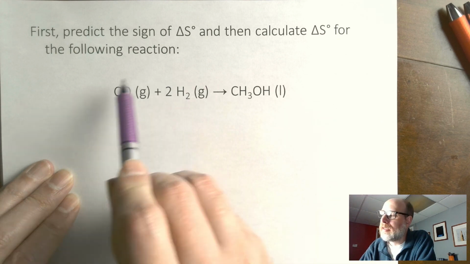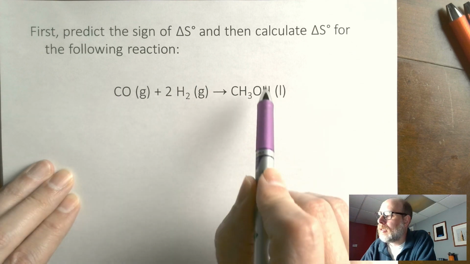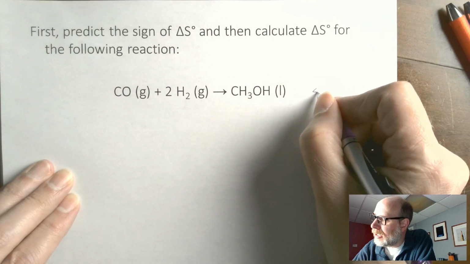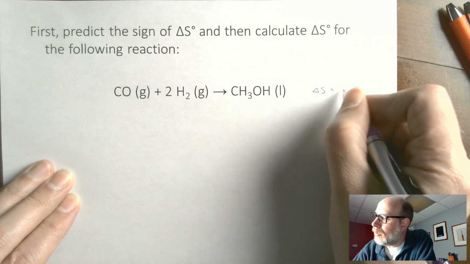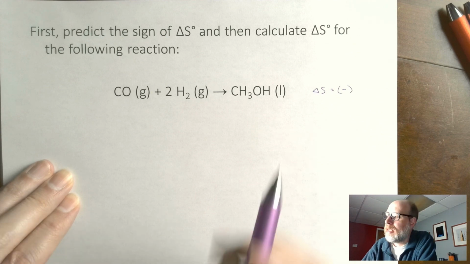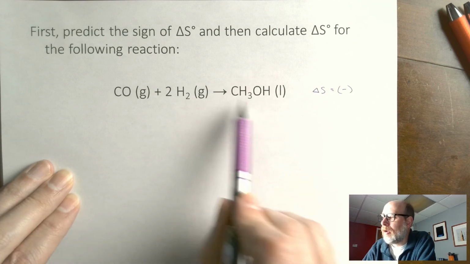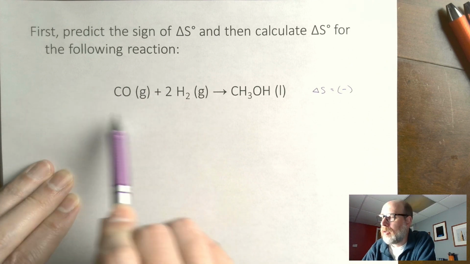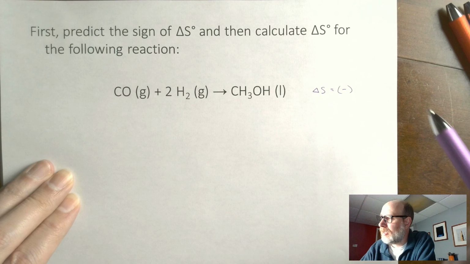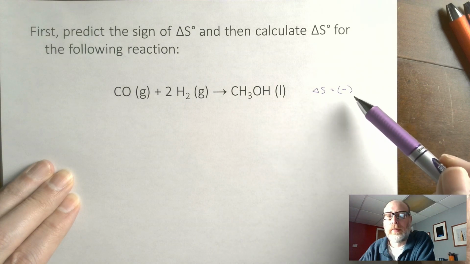So we would expect this to have high entropy and this to have low entropy. So we would expect the change in entropy to be negative. We would expect the entropy to be decreasing. The energy is less spread out here than it would be with these molecules in the gas phase here on the left. So this is not favorable thermodynamically.